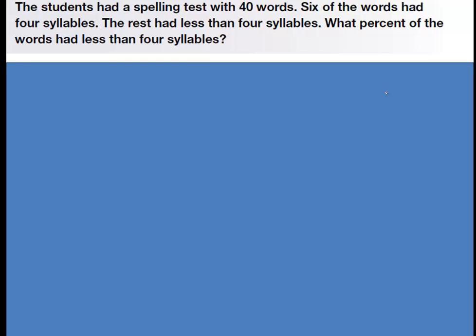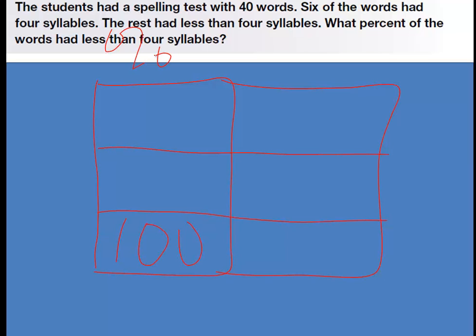Let's set up our box first. I'm going to make the boxes just a little bit bigger, so a little bit easier to see. All right, I'm going to put my 100 in here. That's my percentages. Okay, so the students had a spelling test with 40 words. So we can go 40 right there because we know the spelling test had 40 words. 6 of the words had 4 syllables. So let's put 6 here and go 4 syllables.